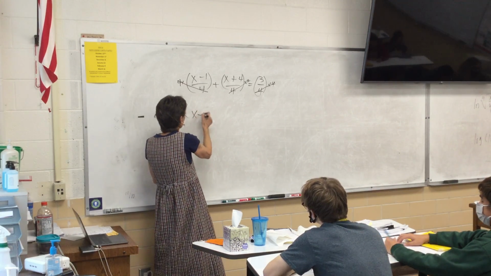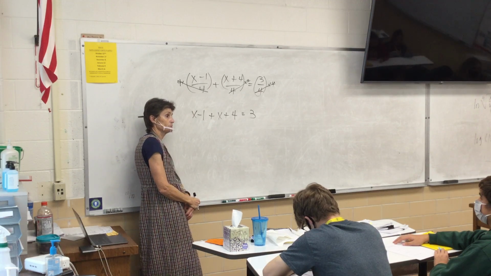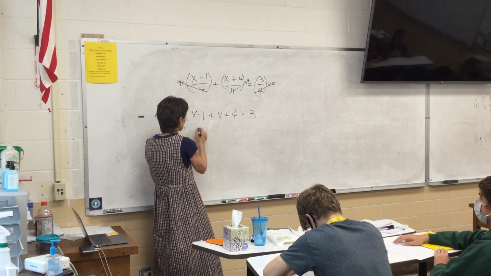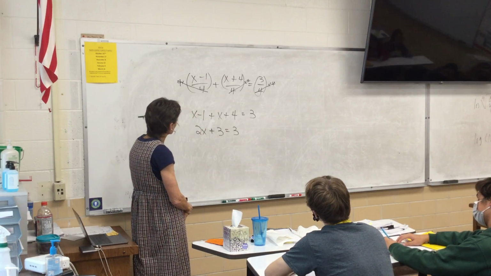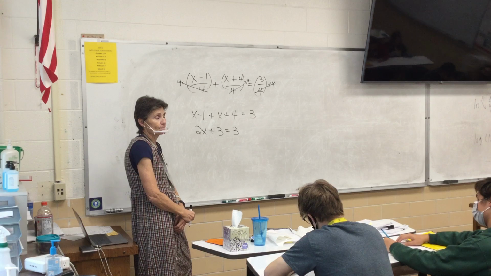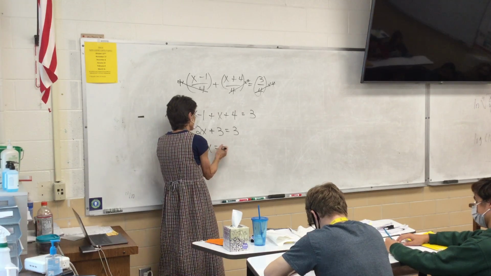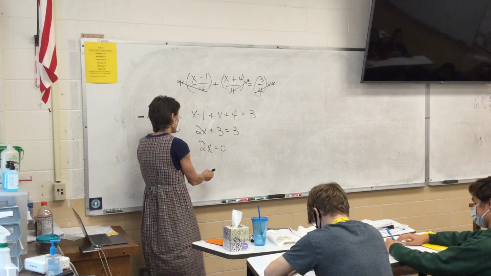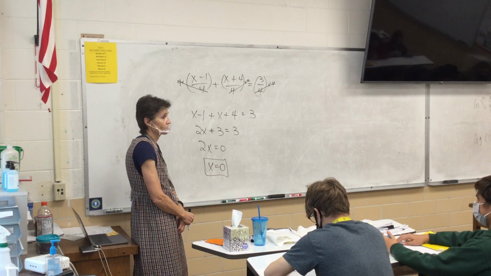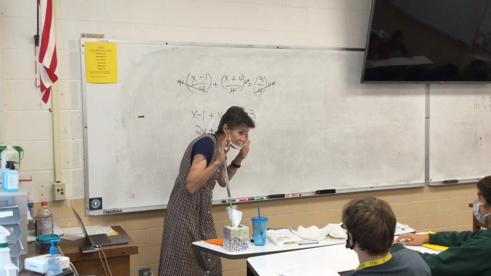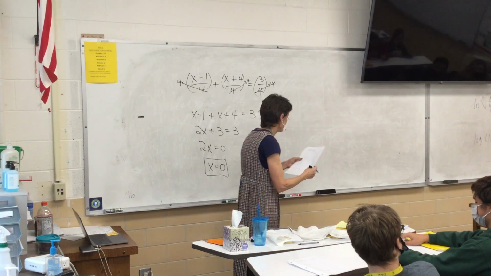So all I have left really is x minus 1 plus x plus 4 equals 3. So 2x plus 3 equals 3. So 2x equals 0, and x equals 0. And there's the answer to the question. That's it. Easy. Right? No, there's no catch. Let's look at the next one.